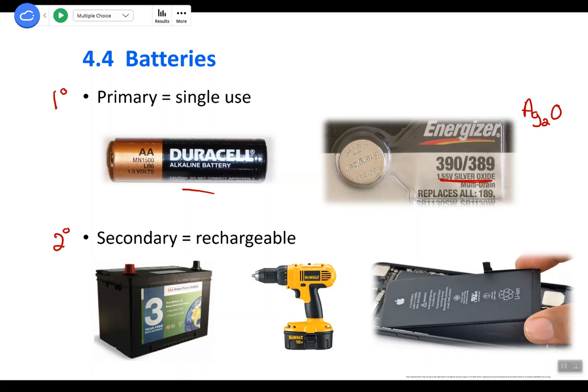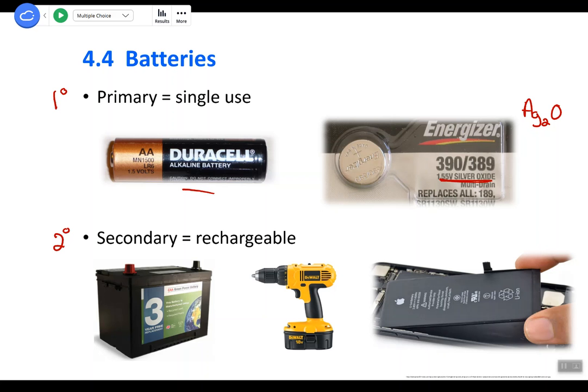And again, now that we know how to calculate standard cell potentials and cell potentials under non-standard conditions, we understand where these voltage measurements come from. It just depends what's acting as the cathode and what's acting as the anode. But primary batteries can only be used once.